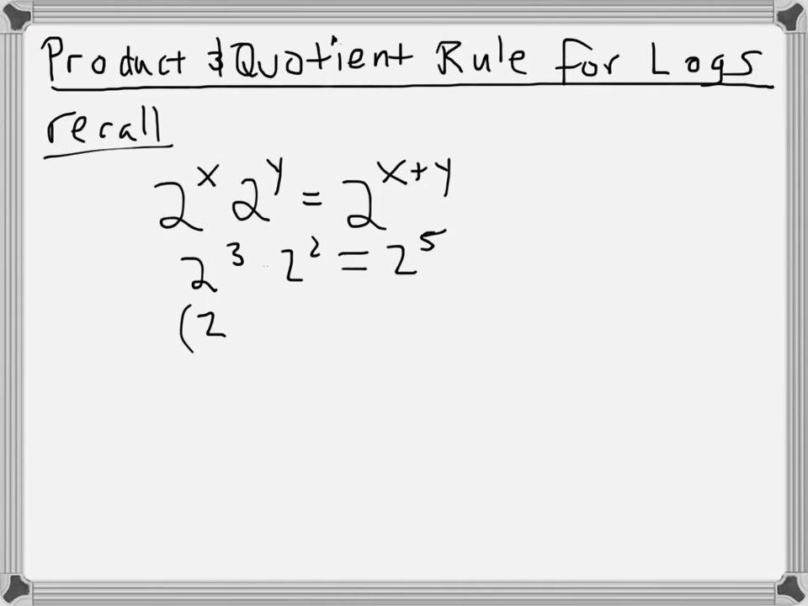Because 2 to the third is 2 times 2 times 2, and 2 squared is 2 times 2. So altogether here I got 5 2's. That is, I'm multiplying 2 by itself 5 times.